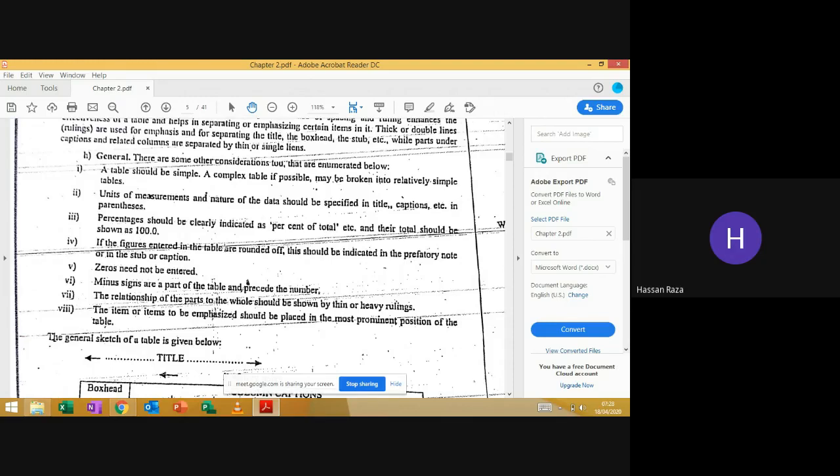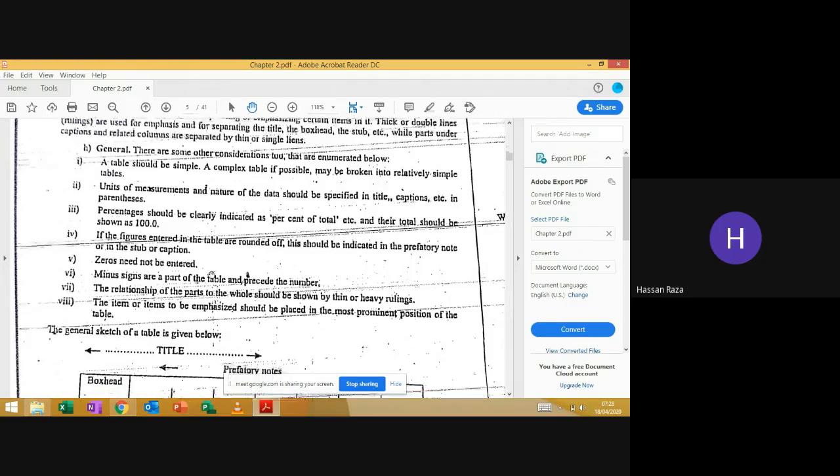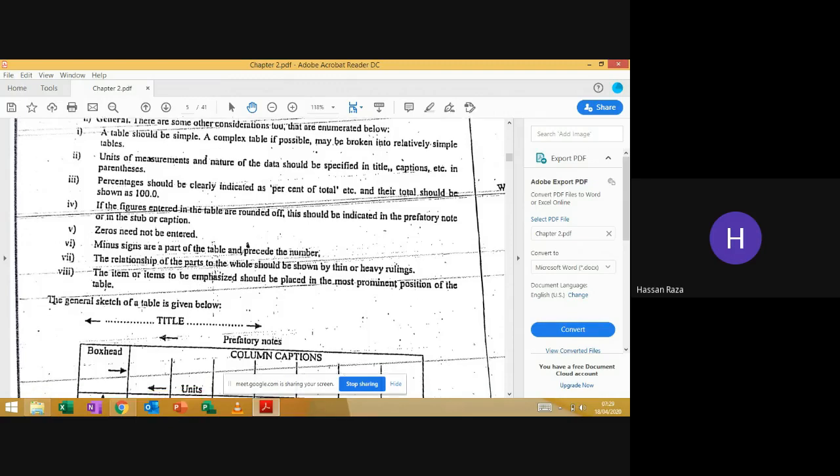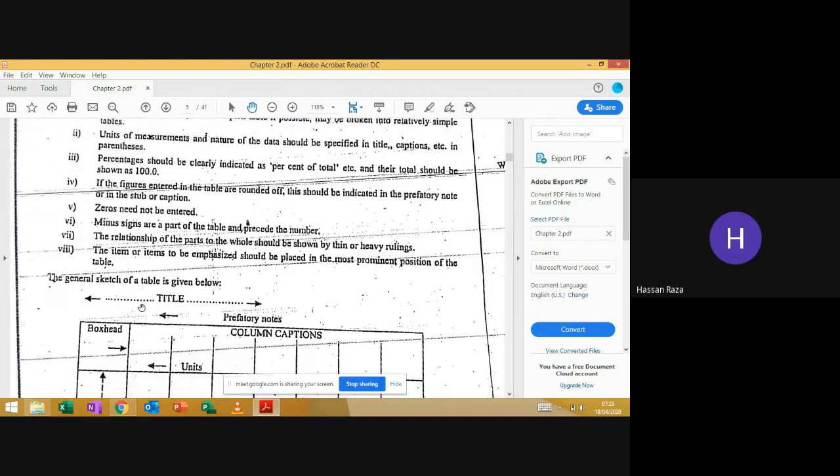If the figures entered in the table are rounded off, as we discussed in previous chapter number one, rounded off to significant digits, this should be indicated in the preface notes or in the star table. Zeros after the decimal point are not to be entered; there is no need to add them. Minus signs are part of the table and precede the number. The relationship of the part to the whole should be shown by thin or single ruling. The item or items to be emphasized should be placed in the most prominent position of the table. It can be in bold letters.